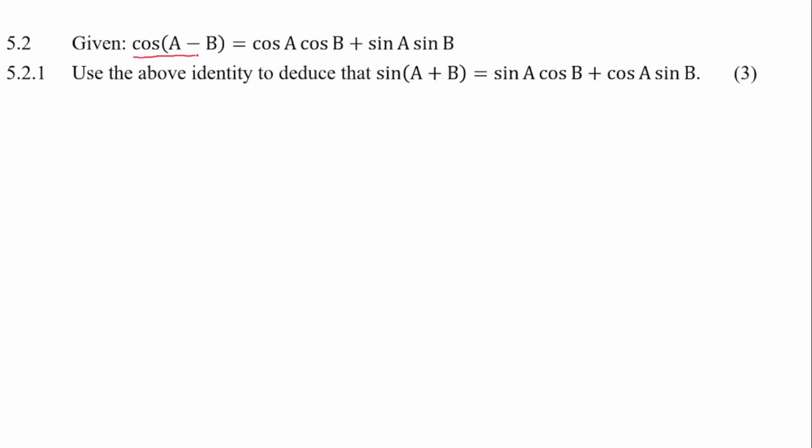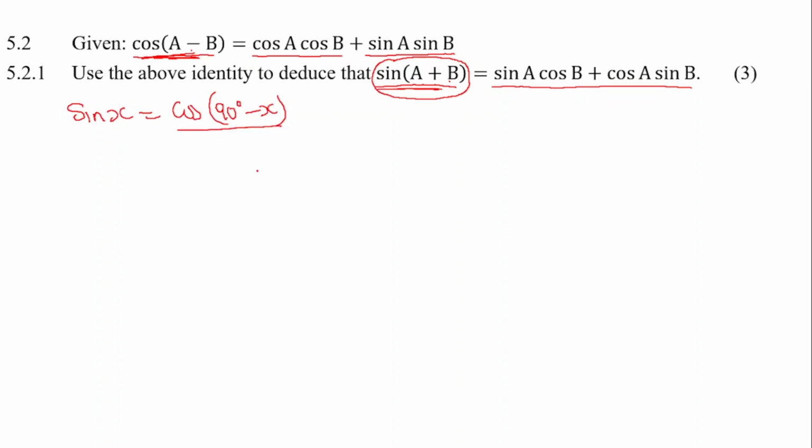Given that cos(a minus b) is equal to cos a times cos b plus sine a times sine b, use the above identity to deduce that sine(a plus b) is equal to this. Right, now we have cos here, cos(a minus b), here we have sine(a plus b). So what can we do here? Right, we have to change this so that it's also a cos angle. Okay, so how can we do that? We have to use the co-functions. Remember that sine x is just the same as cos(90 degrees minus x).